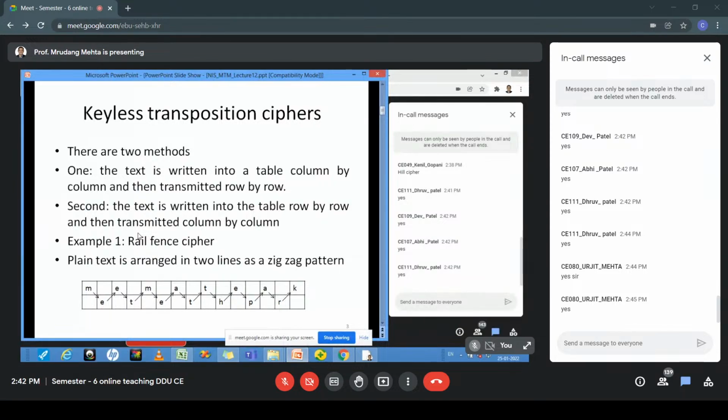Second example, let us consider the second example. In this method, Alice and Bob can agree on the number of columns and use the second method. What is the second method? Text is written into a table row by row and transmitted column by column.